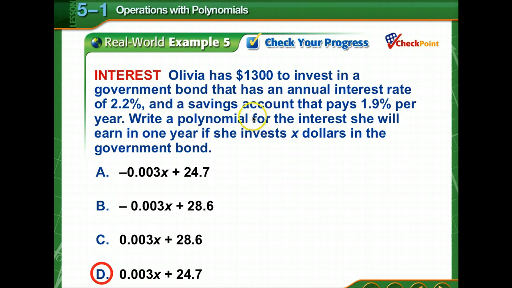Okay, did you notice that the difference between 2.2% and 1.9%, that's what we need to multiply. That's how we get this number, and using x for our variable. And 24.7 is the 1.9% times the 1,300. All right, moving on.